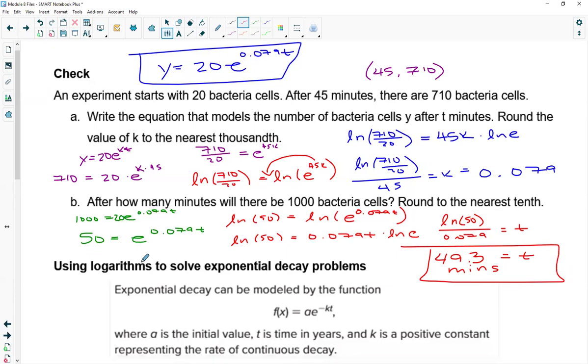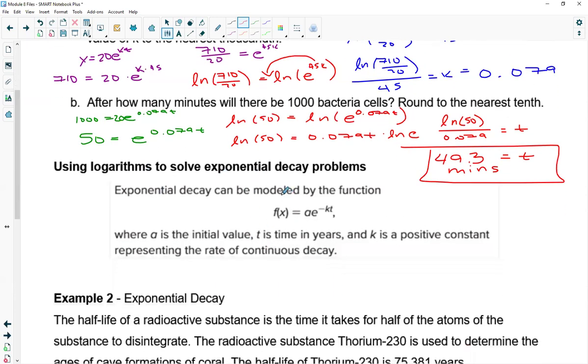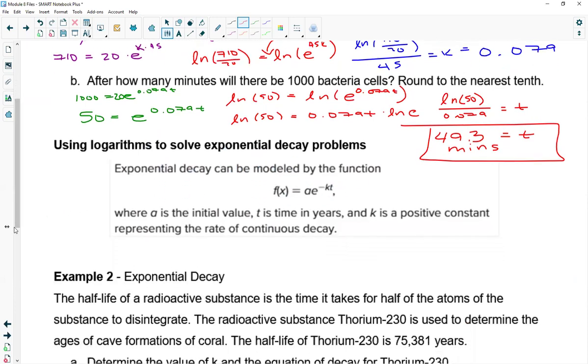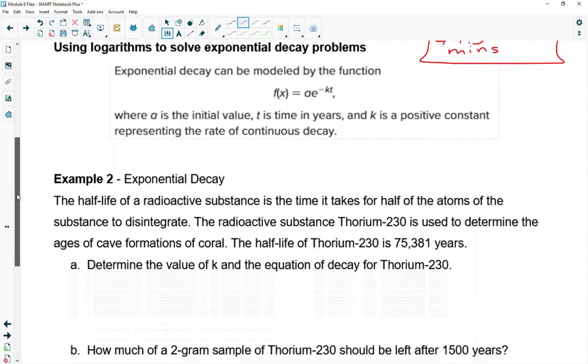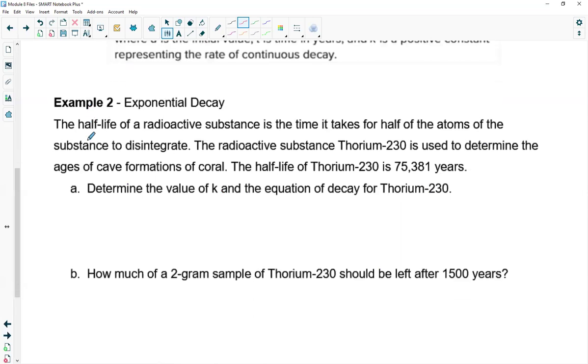Okay, so our last example of the day, we're going to use logs to solve exponential decay problems. Exponential decay can be modeled by the function given here, f of x equals a e to the negative kt, where a is our initial value, t is our time in years, or any kind of time value, and k is a positive constant representing the rate of continuous decay.